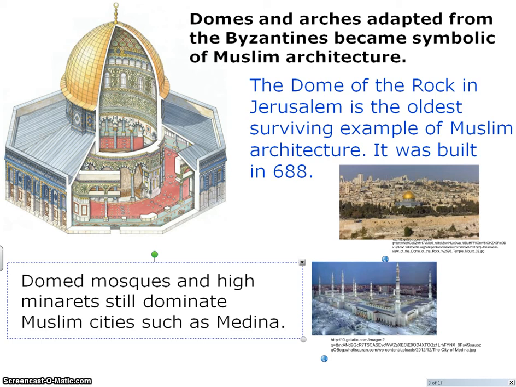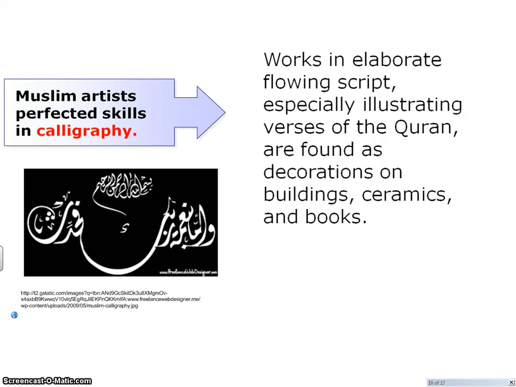Dome mosques and high minarets still dominate Muslim cities such as Medina. Here's a picture of the Great Mosque of Medina. The minarets are these tall spires on each corner. This is where the people called the muezzins go up and they call people to prayer. It's almost like a giant loudspeaker. Okay, and these are all over Muslim cities.